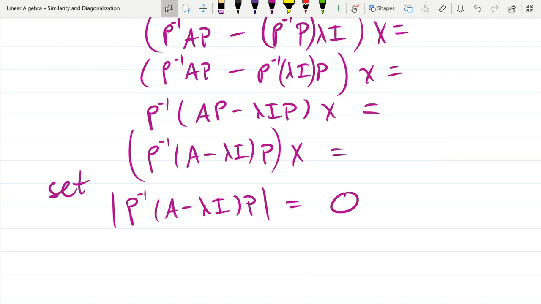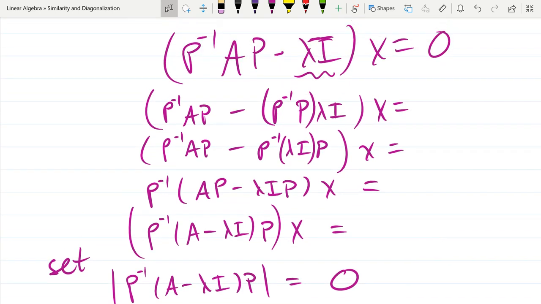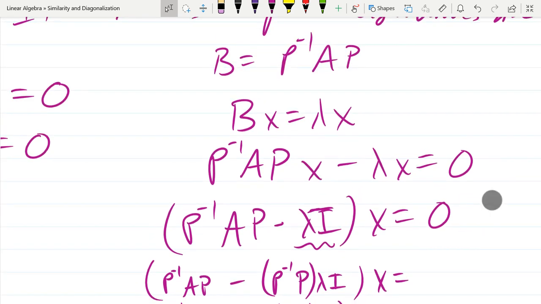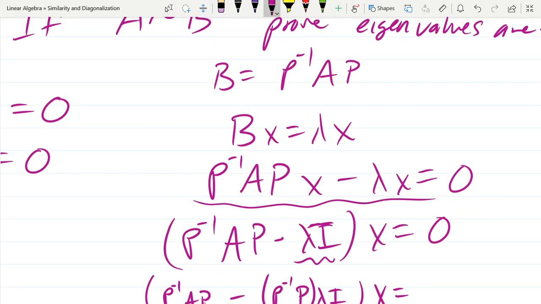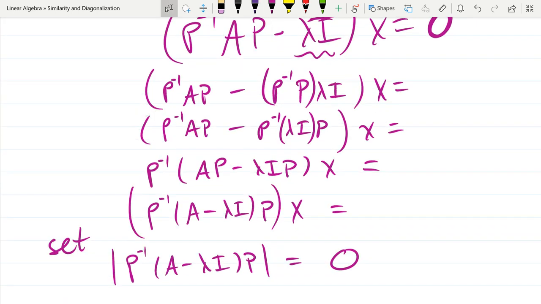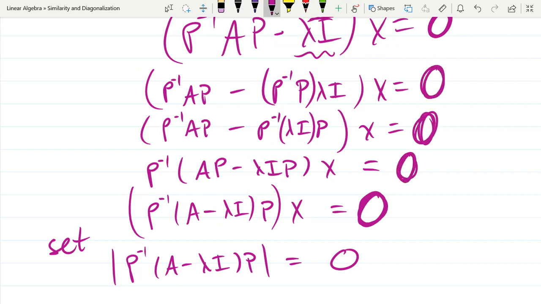Now, if you noticed, there was a 0 before. What 0 is really on the right side over here? It's a 0 vector. So this is a 0 vector. I'm getting kind of lazy about not writing the 0 vector and just writing 0. So this is all 0 vector on the right side. You don't need to keep writing it if it's not changing.